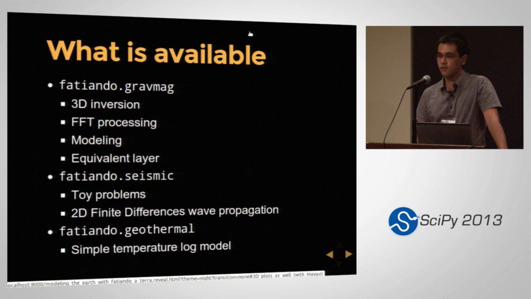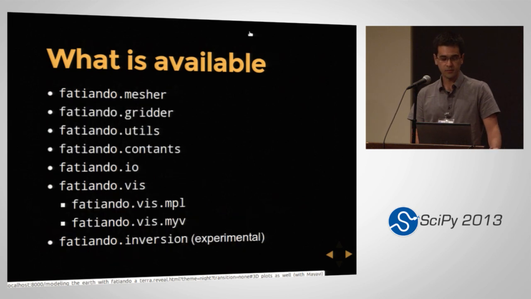There is a finite difference solver for 2D elastic wave equations, which is not very fast yet, but it's already useful. I'll show an example later on. And there's just a simple geothermal example. A lot of this was developed during courses that I was taking. So if I wanted to get a better feeling for some problem, I'd just go and implement it. So it's not very ready, but there is some functionality available.